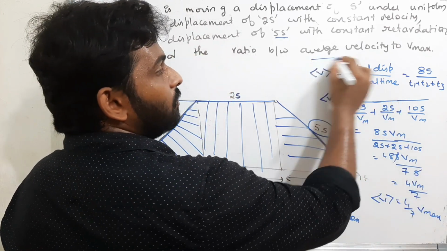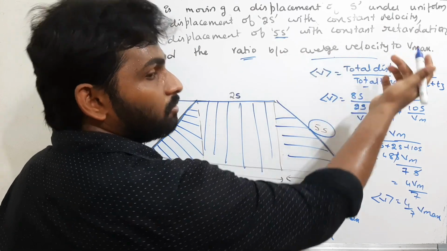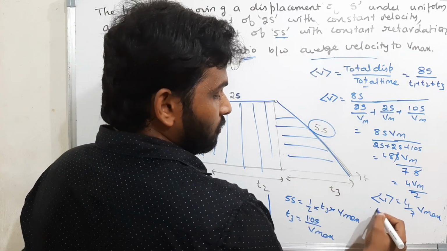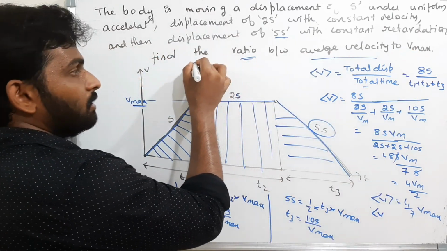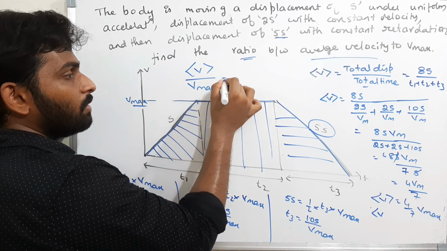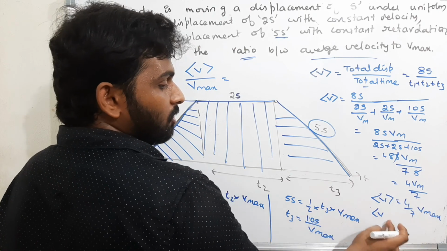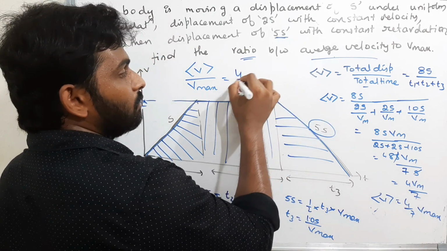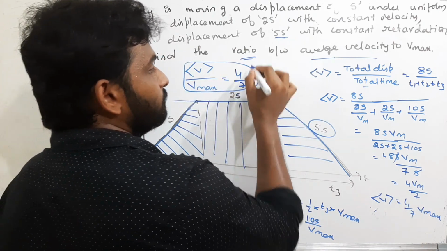Now what did they tell us to find? They told us to find the ratio of average velocity to maximum velocity. Therefore average velocity to maximum velocity is how much? If I send this Vmax this side, how much will you get? 4 by 7. That is the answer.